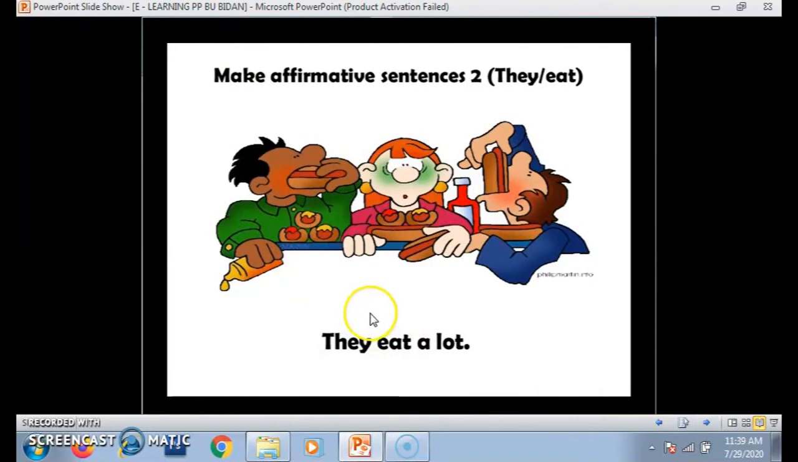How about they? They is not he, she, or it. So, you must not add S or ES after verb 1. So, you can say they eat a lot, not they eats a lot.